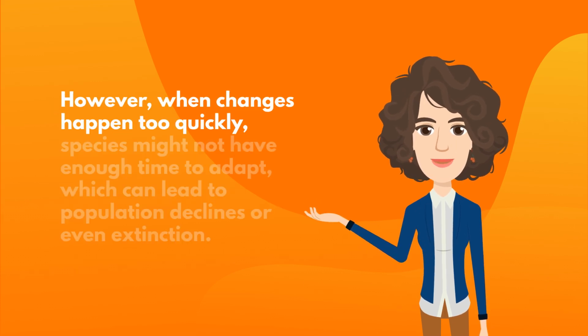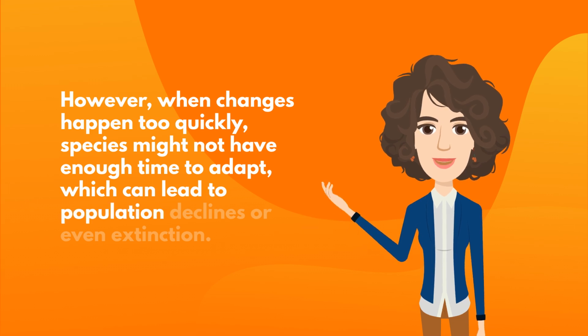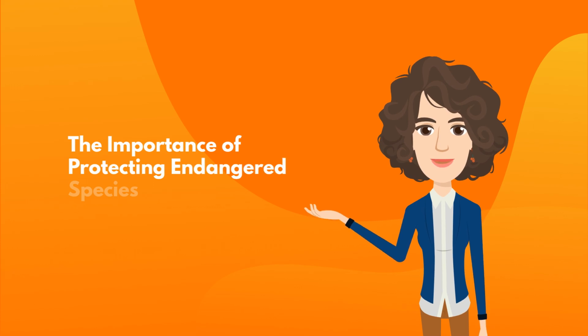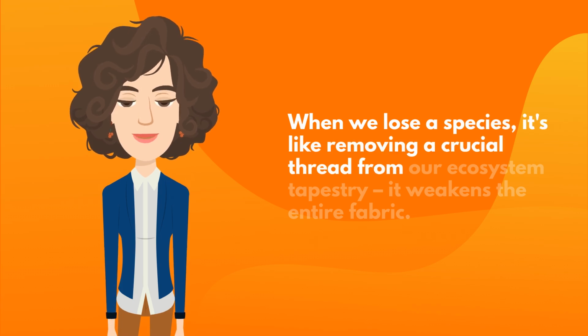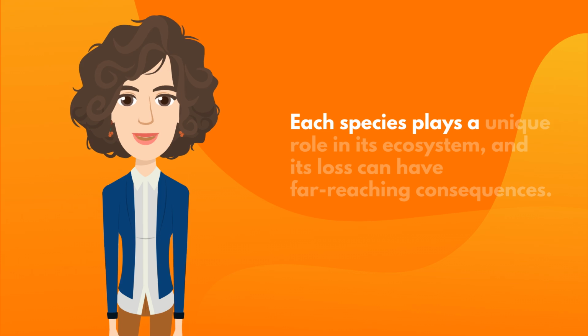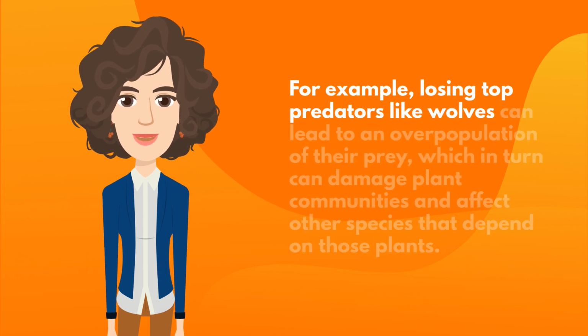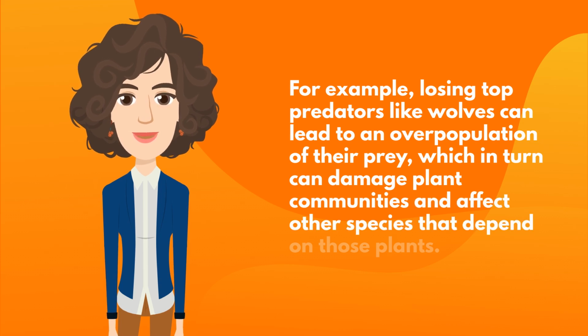However, when changes happen too quickly, species might not have enough time to adapt, which can lead to population declines or even extinction. The importance of protecting endangered species. When we lose a species, it's like removing a crucial thread from our ecosystem tapestry. It weakens the entire fabric. Each species plays a unique role in its ecosystem, and its loss can have far-reaching consequences. For example, losing top predators like wolves can lead to an overpopulation of their prey, which in turn can damage plant communities and affect other species that depend on those plants.